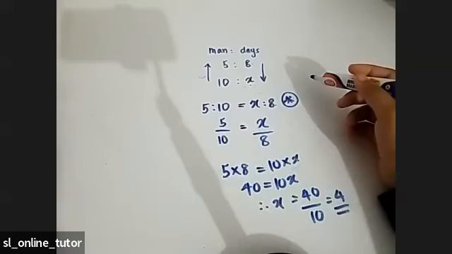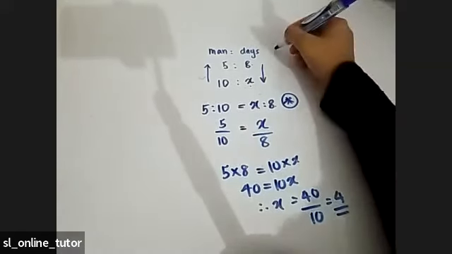Teacher, without dividing, can we do like this? Like 5 into 8 is 40. Then we can find 10 into x equal to 40. Yeah, that's another method. That's another method.